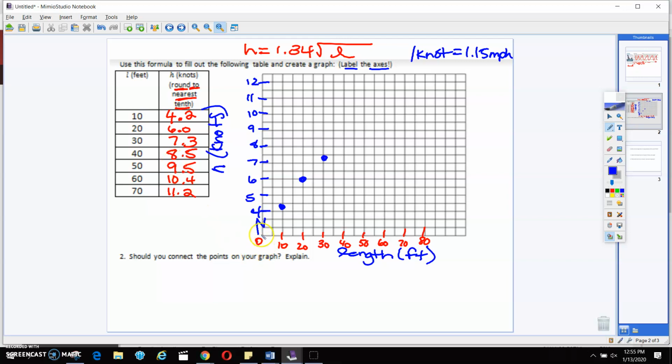40, 8.5. So that means I'm going to go over to 40 and up to 8.5. 50, 9.5. And 60, 10.4. 70, 11.2.